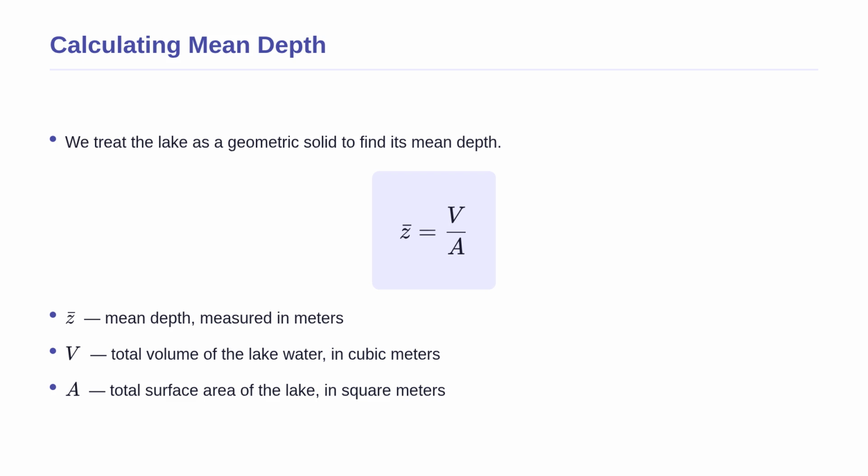In this equation, z bar represents the mean depth in meters. The variable V stands for the total volume of the lake water in cubic meters. Finally, A represents the total surface area in square meters. If a lake has a massive volume but a small surface area, the mean depth will be large. This simple formula allows us to convert complex three-dimensional bathymetry into a single, highly useful number.